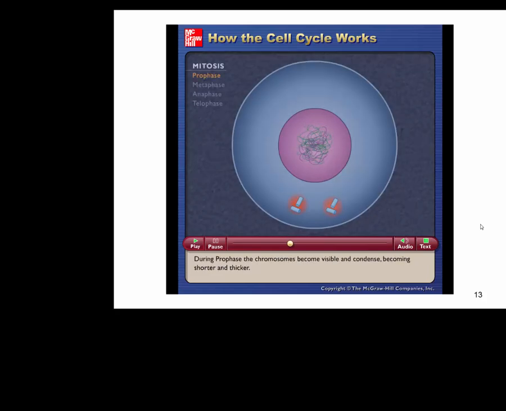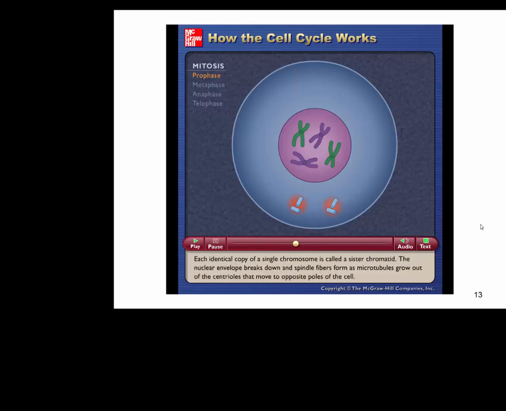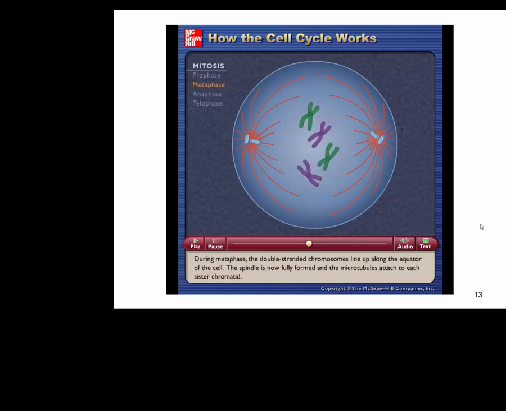During prophase, the chromosomes become visible and condense, becoming shorter and thicker. Each identical copy of a single chromosome is called a sister chromatid. The nuclear envelope breaks down and spindle fibers form as microtubules grow out of the centrioles that move to opposite poles of the cell. During metaphase, the double-stranded chromosomes line up along the equator of the cell. The spindle is now fully formed and the microtubules attach to each sister chromatid.